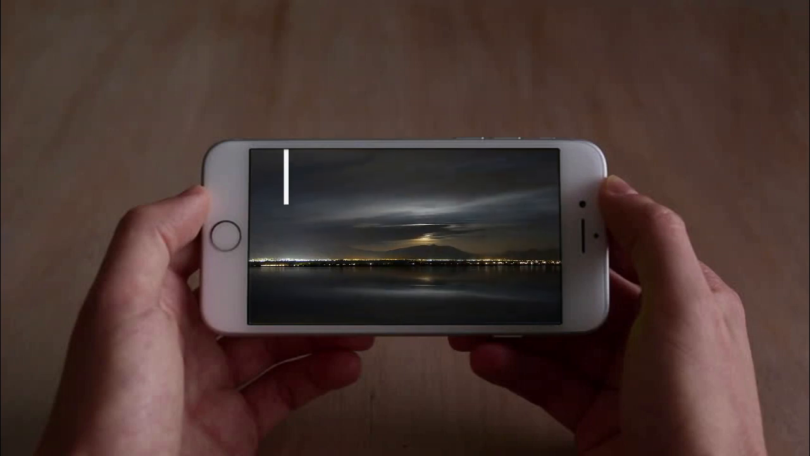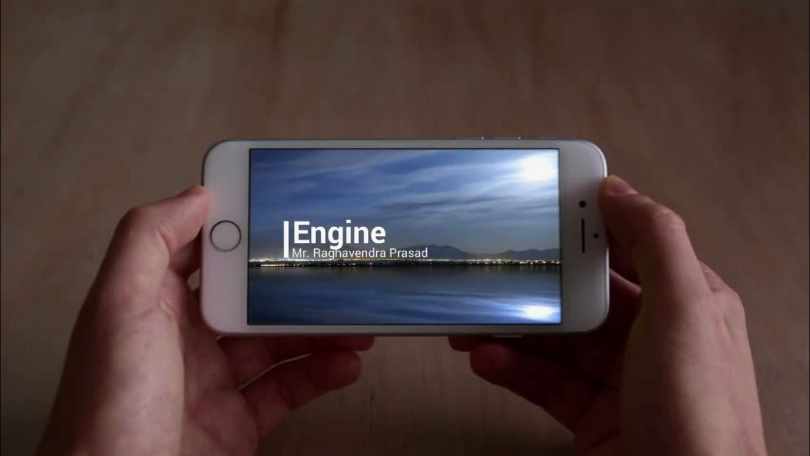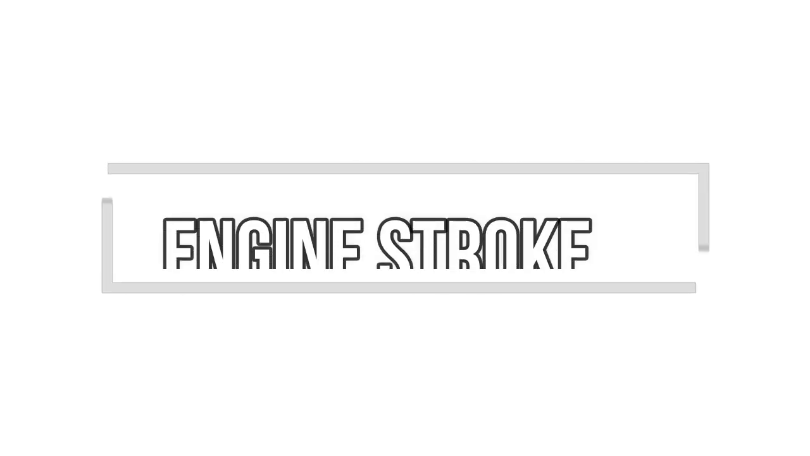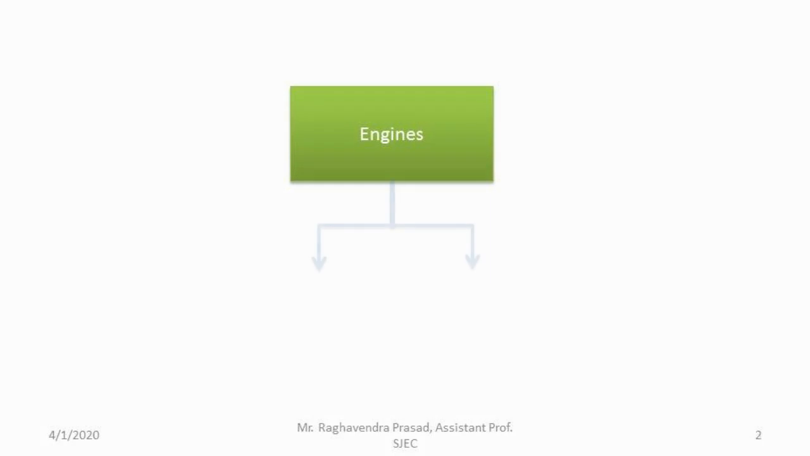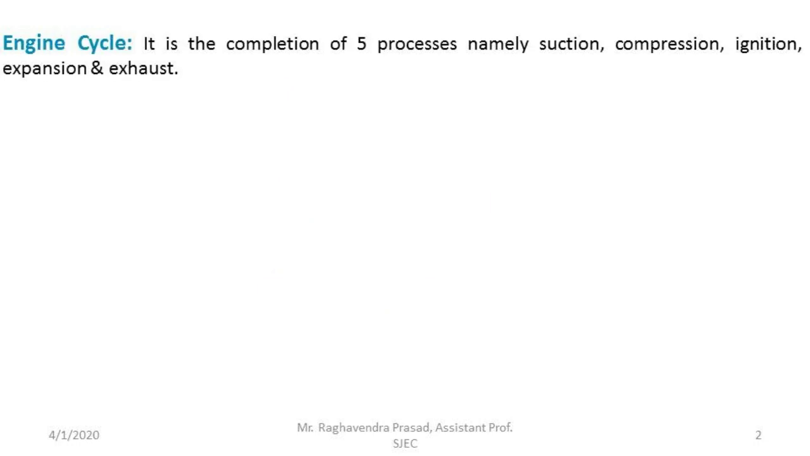This video is a continuation of my previous video on engines, which was part 1, and this is part 2. In this video, I will explain about engine strokes. As you know, engines can be classified based on number of strokes as 4-stroke and 2-stroke. Engine cycle is a completion of 5 processes, starting with suction, compression, combustion, expansion and ending with the exhaust process.